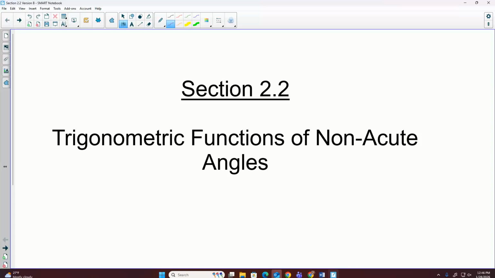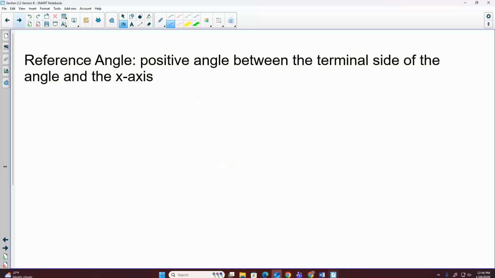So, first thing I want to talk about today is a reference angle. On all of these questions, when we go to evaluating, I'm going to ask you two things. I'm going to say, what quadrant are you in, and what is your reference angle? A reference angle is a positive angle between the terminal side of an angle and the x-axis. So it's a positive angle between the terminal side and our x-axis.